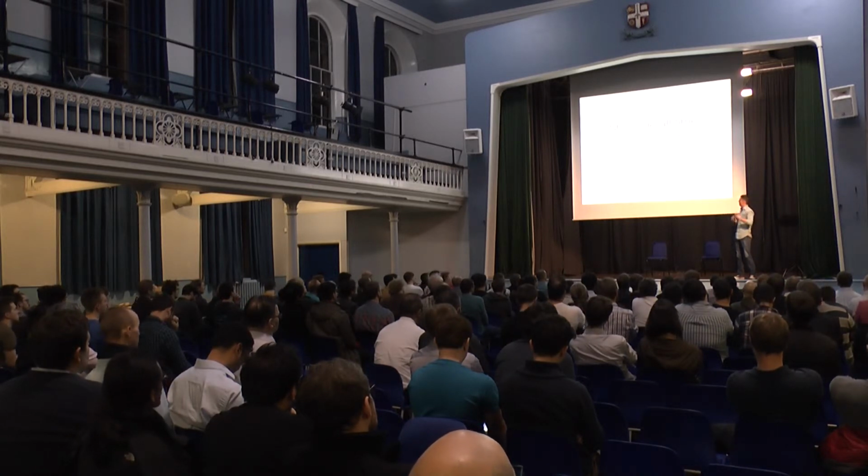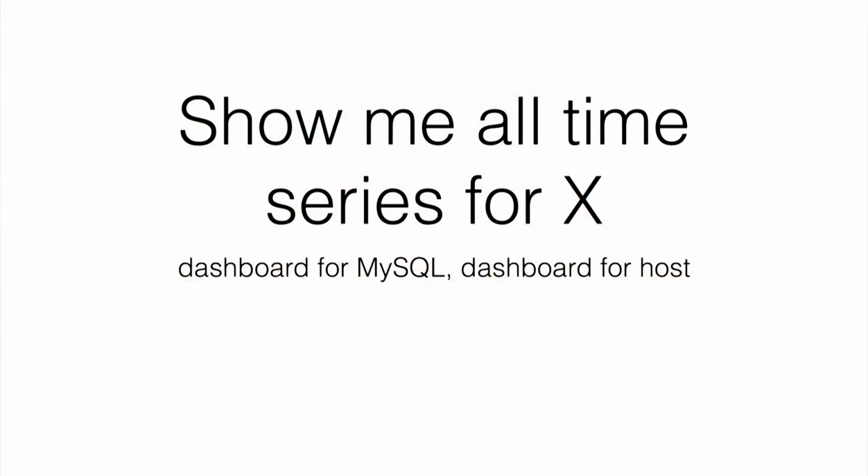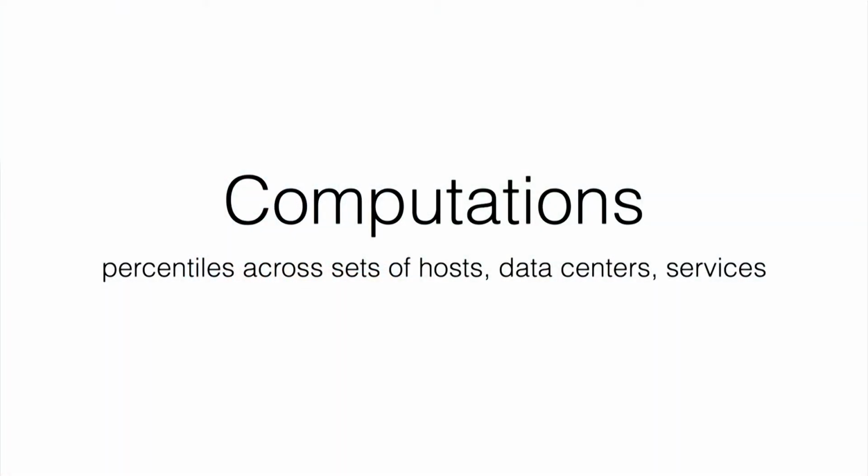Another one that I would want to ask is, show me all time series for something. A great example is for services. Show me all the time series for the Redis services, or show me all the time series for MySQL. Using that, you could quickly build an entire dashboard that just shows you everything for some particular service or some particular host. And then finally, there's the computations themselves. This is, give me percentiles across this collection of hosts together, or data centers or whatever, or this service.